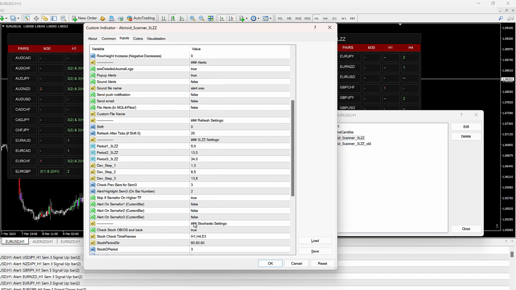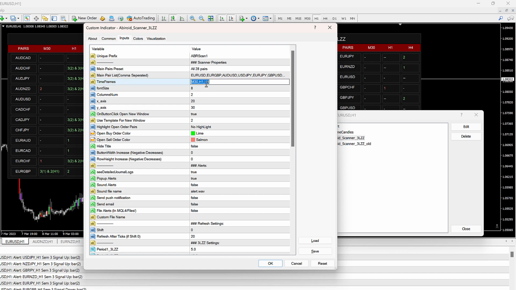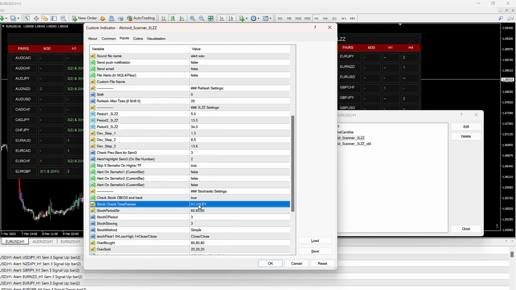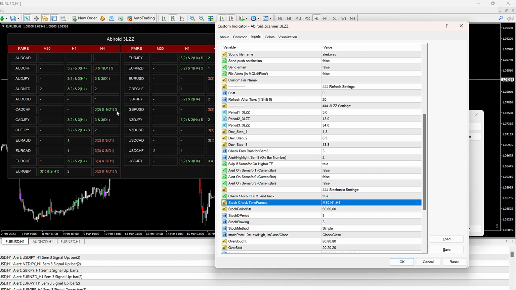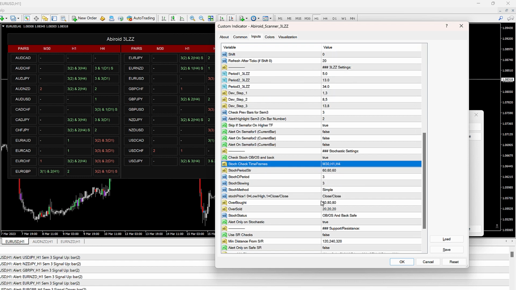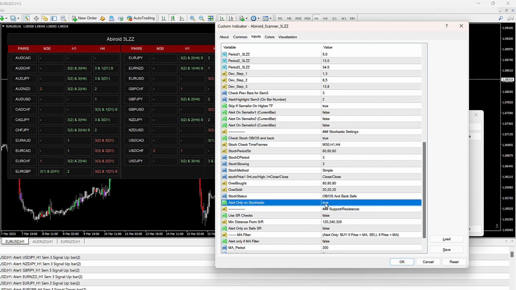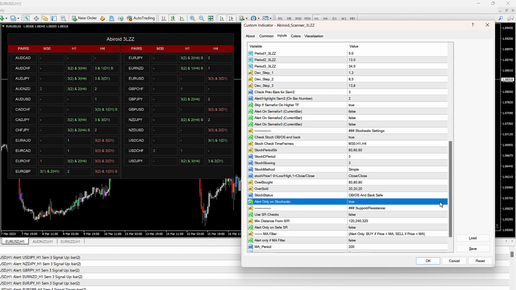I'll go back to the original time frames. Keeping the same time frames will mean that it will check the values for the current time frame. And if the stochastic settings match, then you will see this S keyword right here. And if you have set alert only on stochastic to be true, in that case, it will not show you alerts unless this matches and all the other settings match as well.